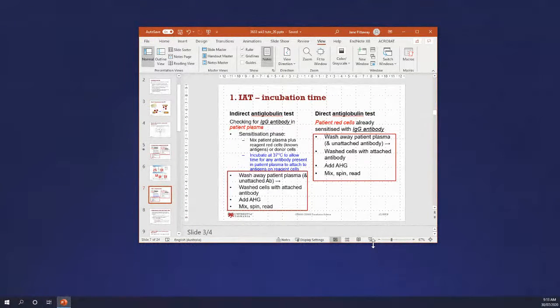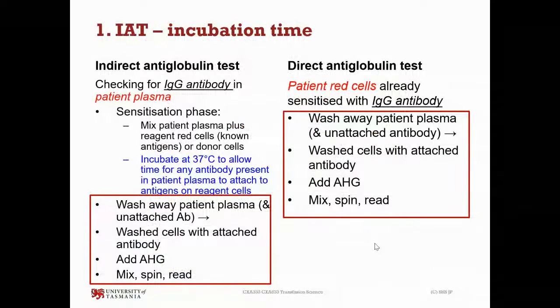Beautiful. Yes, it's optimal for IgG antibodies. And that is also body temperature as well. And so our clinically significant antibodies react at 37 degrees. So it's that incubation phase again, which is different. And as you can see, that's part of the sensitization phase.